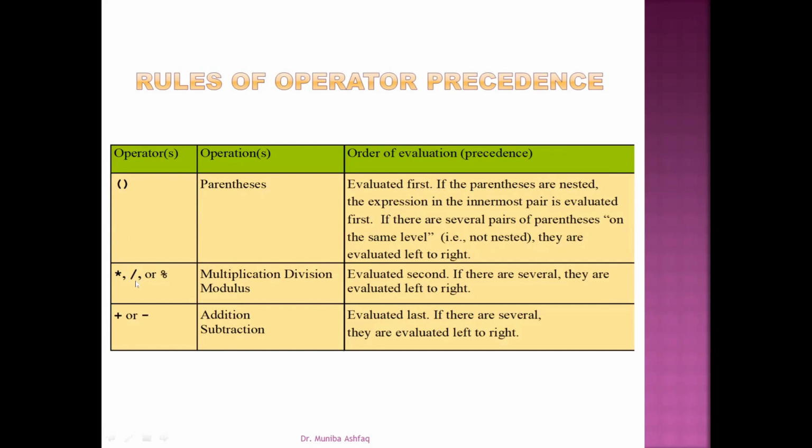And then the second level of precedence, which is a lower precedence as compared to parentheses. In this level, what operators come here? Multiplication, division, and modulus. So it is evaluated second. If there are several, they are evaluated from left to right. So if multiple operators come within a single arithmetic expression, then in this case, it will evaluate from left to right.